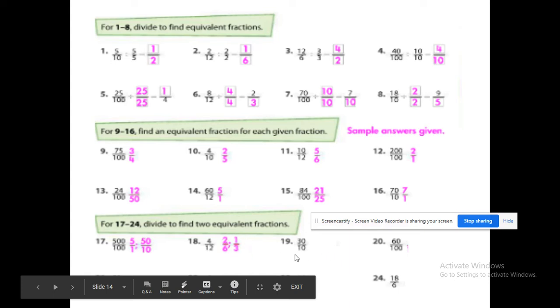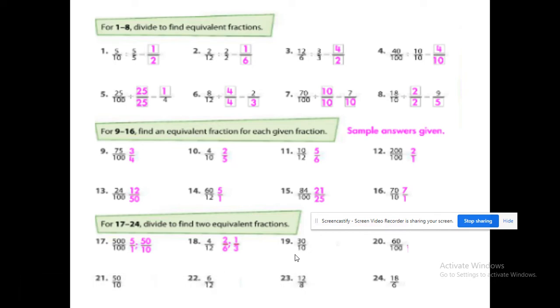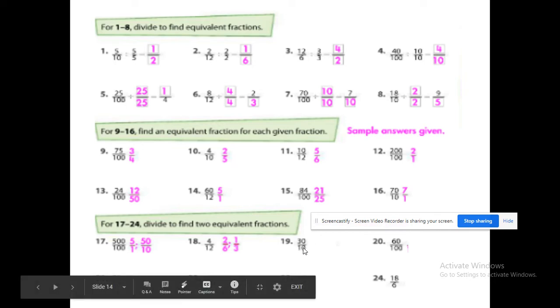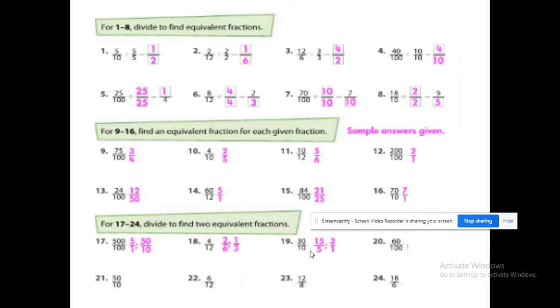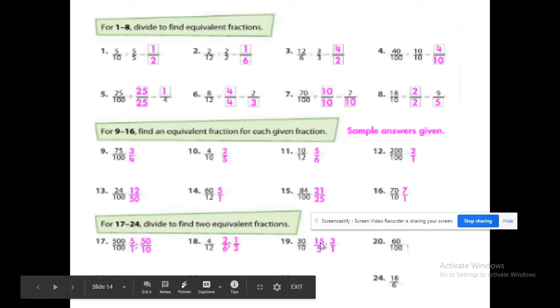Number 19, 30 over 10. If I divide 30 by 2 and 10 by 2, the answer will be 15 out of 5, because I divided it by 2. So 30 divided by 2, it makes 15. 10 divided by 2, it makes 5. If I think again about another number, if I divide the numerator by 10 and the denominator by 10, the answer will be 3 out of 1, because 30 divided by 10, it gives me 3. 10 divided by 10, it gives me 1.